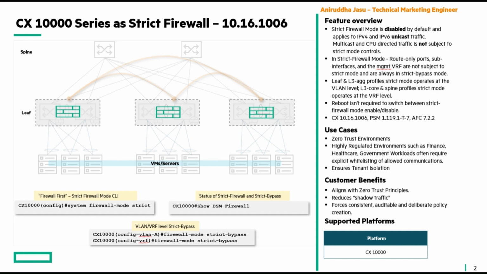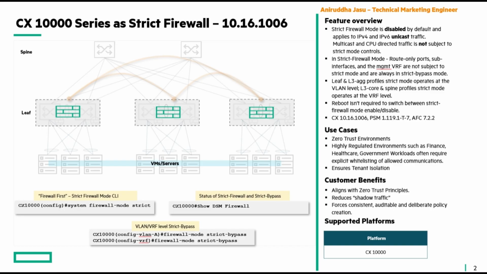And you can also say no system firewall mode strict. To see the status of the firewall, there's a straightforward command, show DSM firewall. It will show you the list, whether it is enabled, which traffic is bypassed, and which traffic is dropped at VLAN and VRF level.